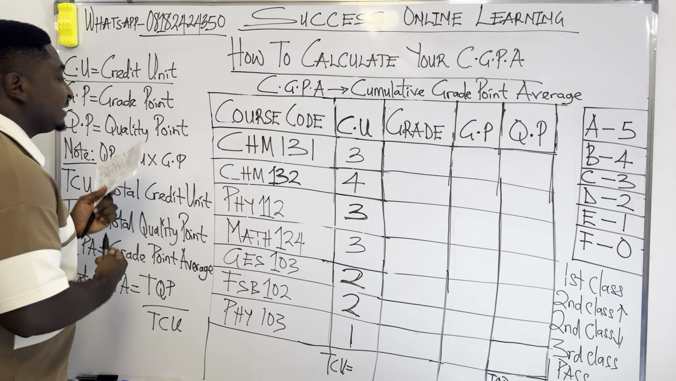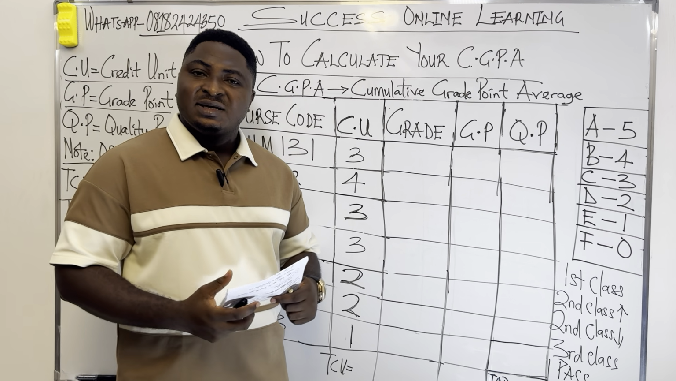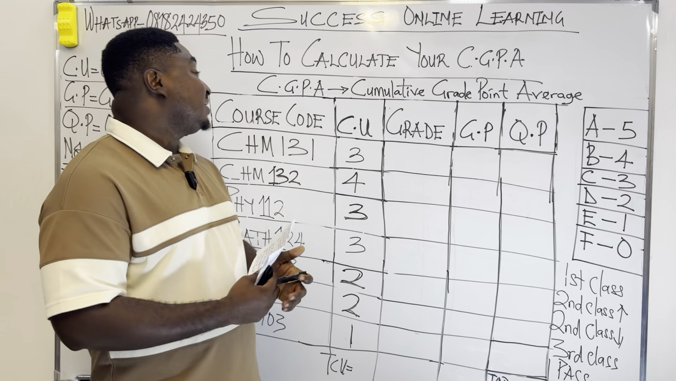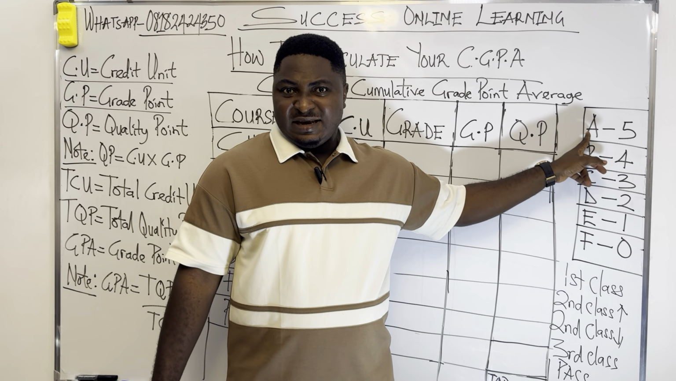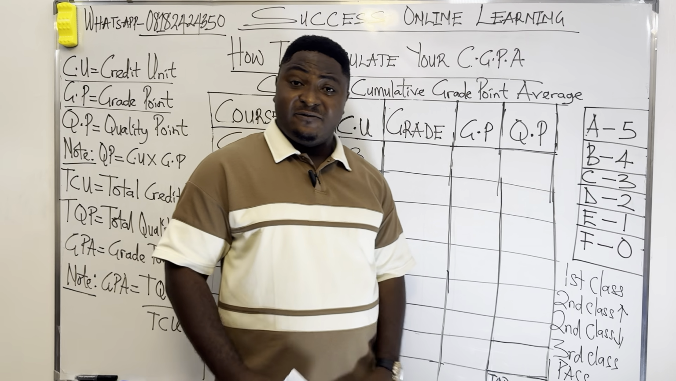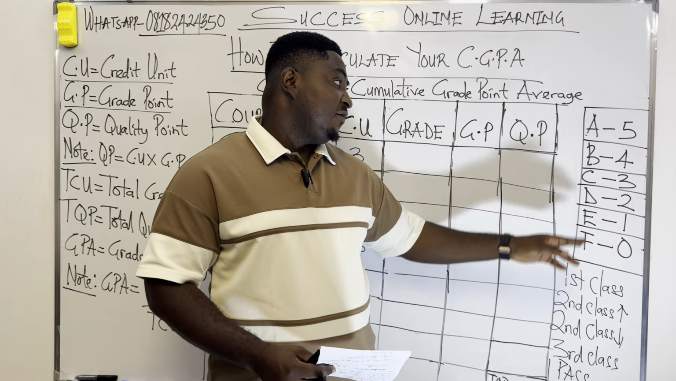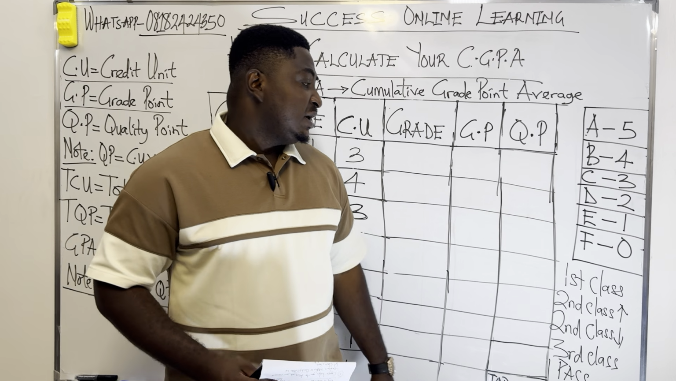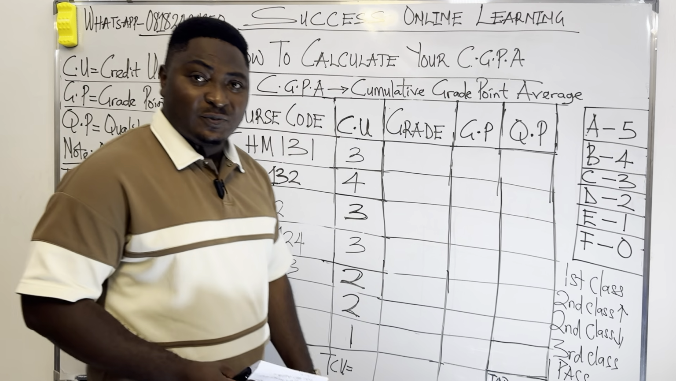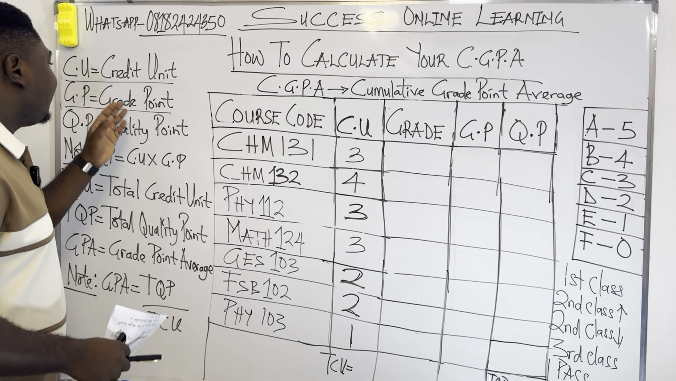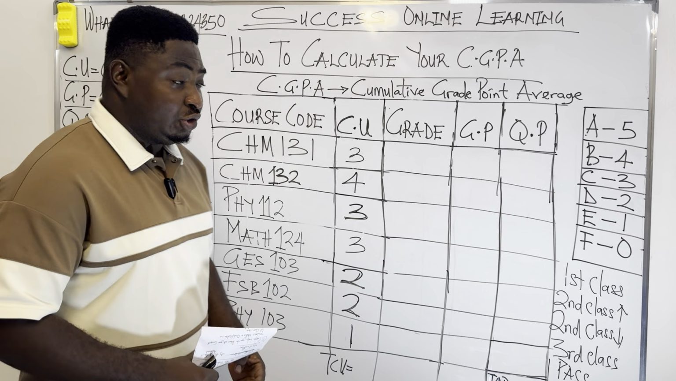The next thing we want to look at is grade points. For every grade you get, there's what we call a grade point. GP means grade point. I've already listed it here. If you make an A in the university system, you're going to have 5 grade points. If you make a B, you're going to have 4 grade points. If you make a C, you have 3 grade points. If you get a D, you have 2. E is 1, and F is 0. We're not wishing that for anybody. So grade point represents the points you get for each grade you attain.